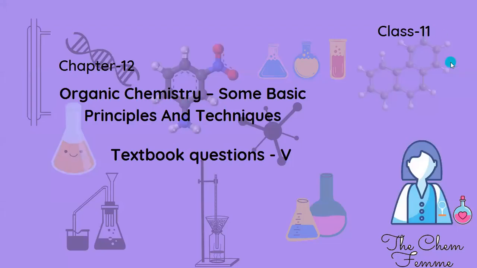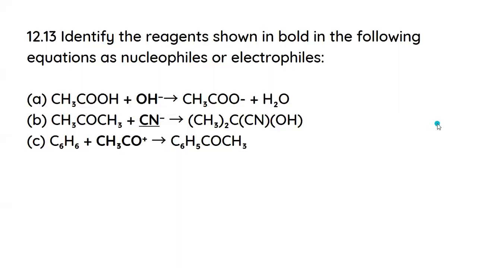We're continuing with the NCERT textbook exercises. Identify the reagents shown in bold in the following equations as nucleophiles or electrophiles. Nucleophiles, nucleus loving, are electron rich, whereas electrophiles are electron loving, and so they are electron deficient. So OH minus and CN minus, both of these are nucleophiles, whereas CH3CO plus is an electrophile.